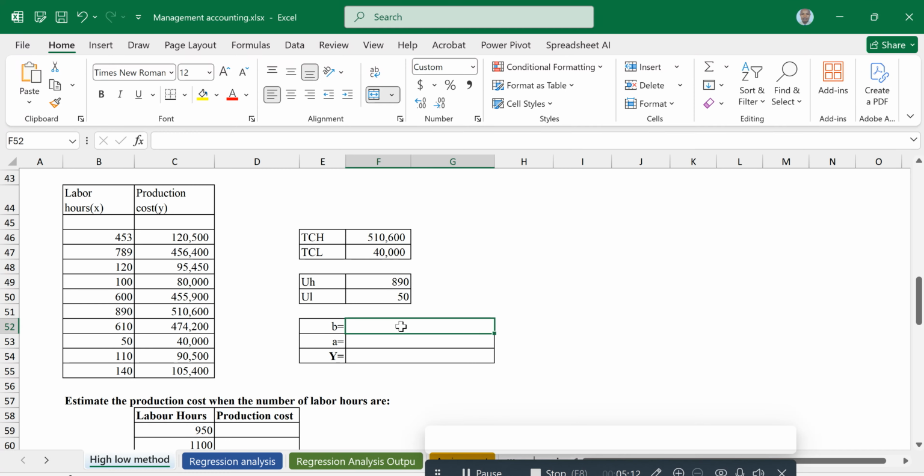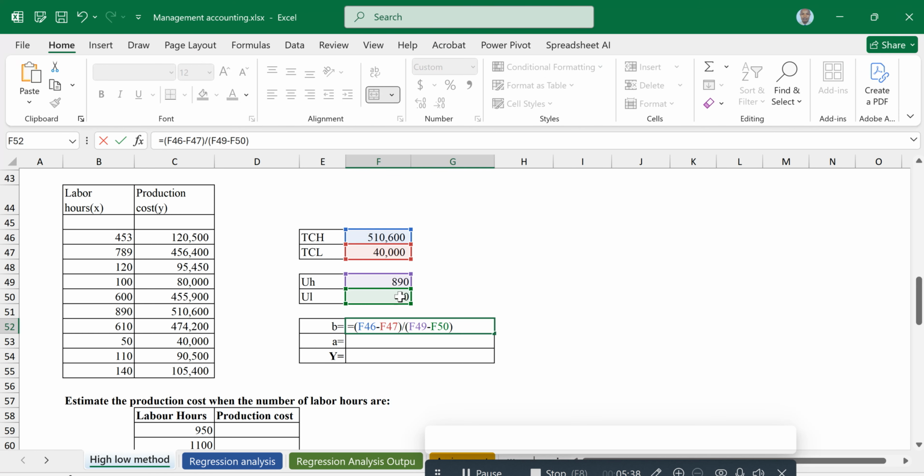Now on to the variable cost per unit. That will be equal sign, bracket, click on the total cost at high minus the total cost at low, close bracket, over, open bracket, the number of units at high minus the number of units at low, and that will give us the variable cost per unit.